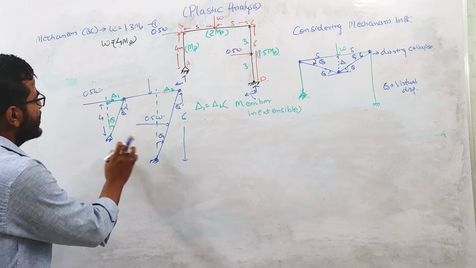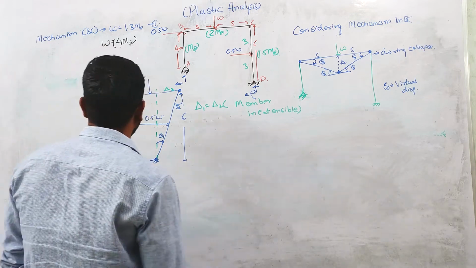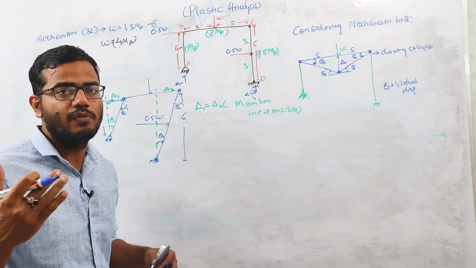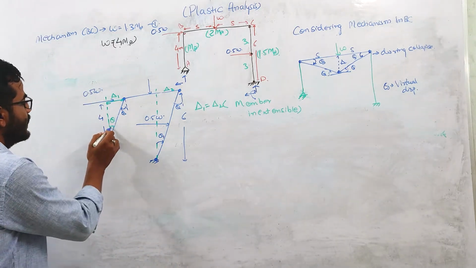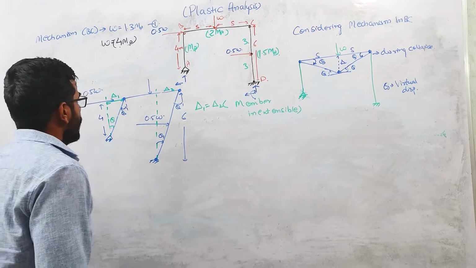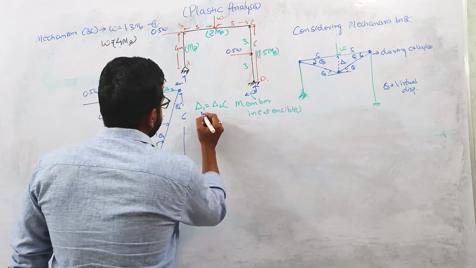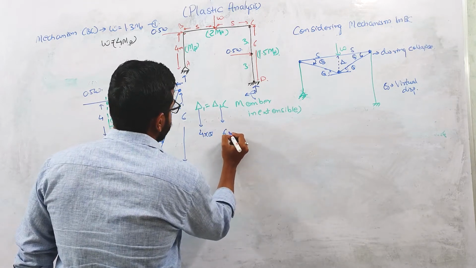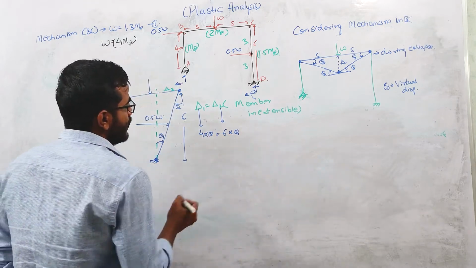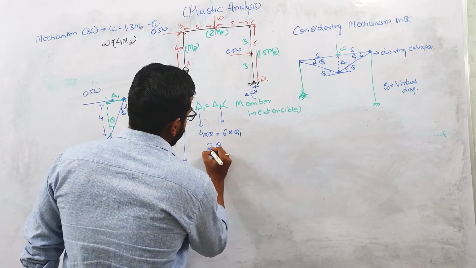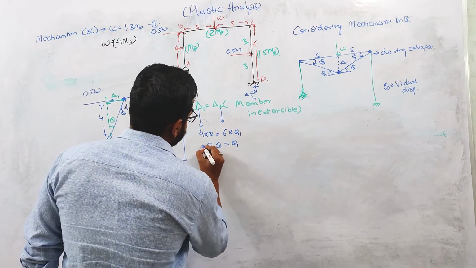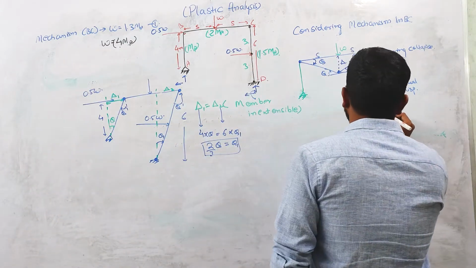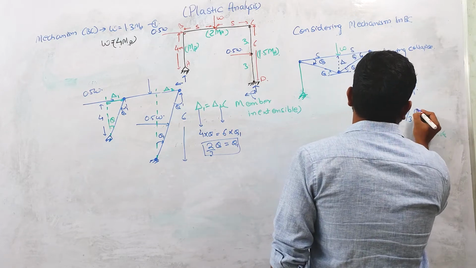Now what will be the relation between this theta and theta 1? We need to calculate it, because we will be writing our virtual work equation in terms of a single virtual displacement. Here this virtual displacement is theta. So I can write delta 1 equals delta 2. Delta 1 will be 4 into theta and delta 2 will be 6 into theta 1. So from here, theta 1 will be equal to 2 by 3 of theta.